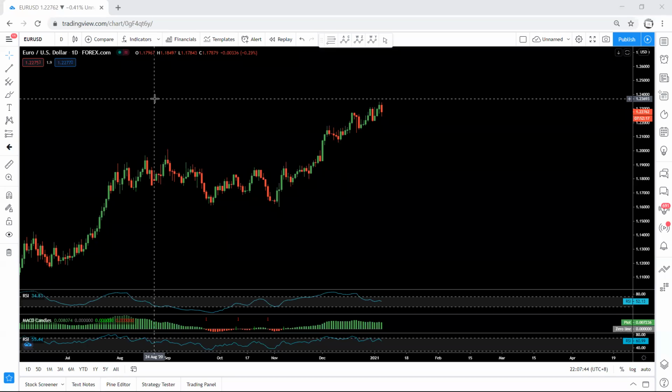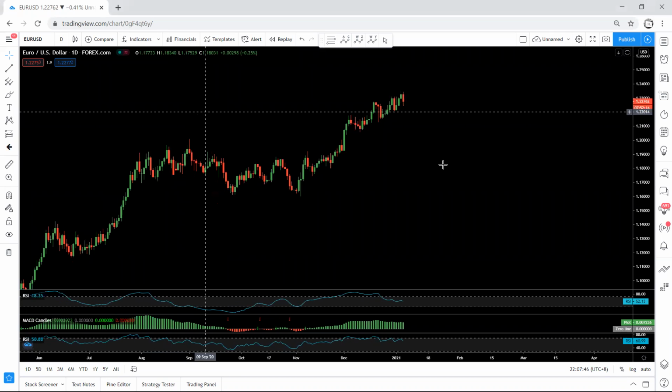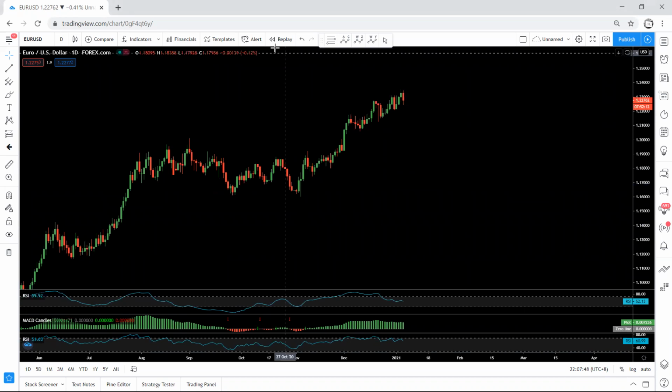Euro USD. Now we start with the daily chart. As we can see on the daily chart, the way the price is moving gives the possibility that price can drop. What I want to say is that if we see this kind of move, we are not sure how long we will be within this move and how high it can go.